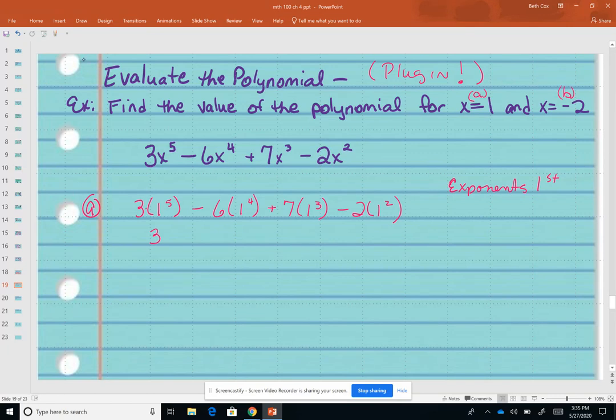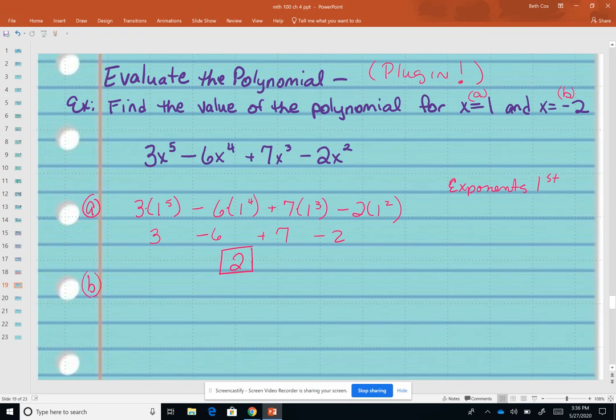Next, 1 to the 4th power is 1, and 1 times negative 6 is negative 6. 1 to the 3rd is 1, times 7 is 7. 1 to the 2nd power is also 1. Then I add my numbers up, and I get 10 minus 8, which is 2. So I get positive 2 for my answer for A.